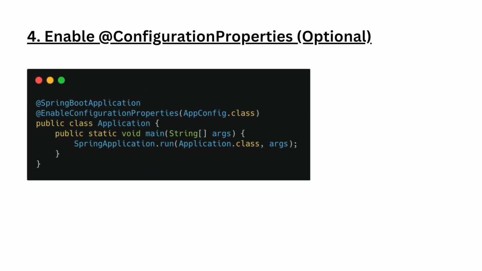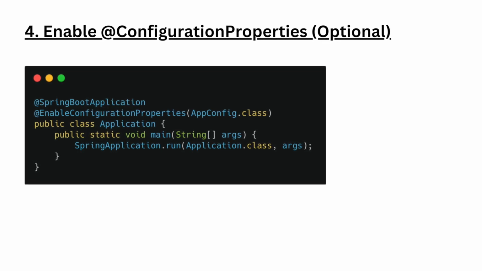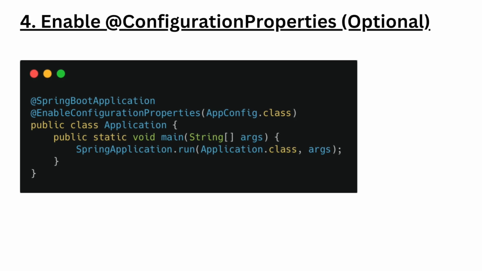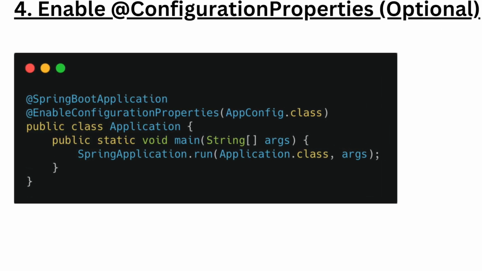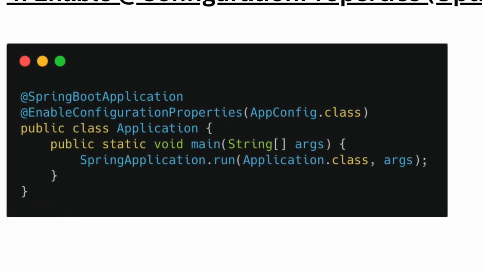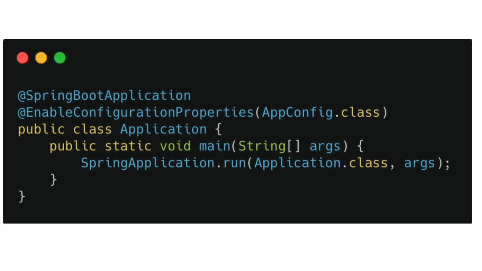And the EnableConfigurationProperties annotation. In Spring Boot 2, ConfigurationProperties binding is enabled by default for classes annotated with Component, Configuration, or SpringBootApplication. So if not using Component, we can explicitly enable the binding with EnableConfigurationProperties. Alright, so now we are done with Spring Boot.